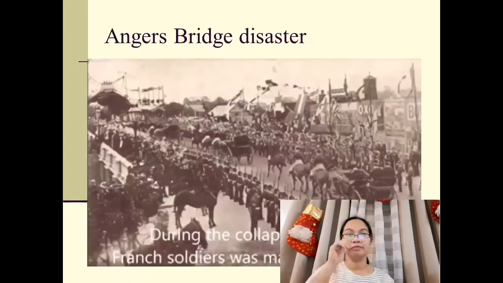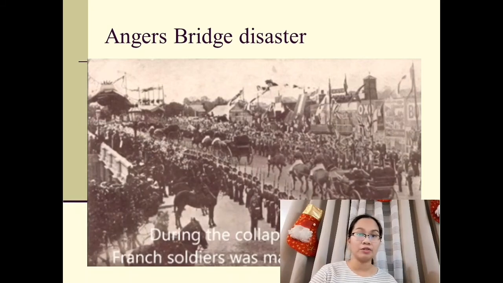Okay? Another example is this one, Angers Bridge disaster, wherein during the collapse, over 4,000 French soldiers were actually marching, because when they march, it's also producing frequency. When that frequency meets the natural frequency of the bridge, then that will produce higher amplitude, and it can collapse. Okay, so that actually happened with the Angers Bridge disaster.